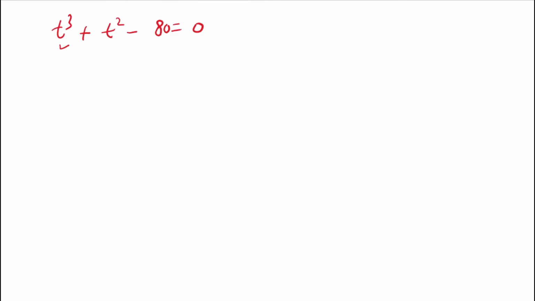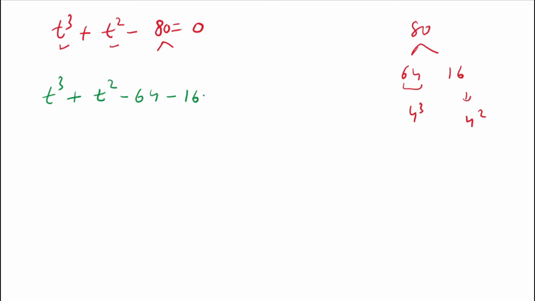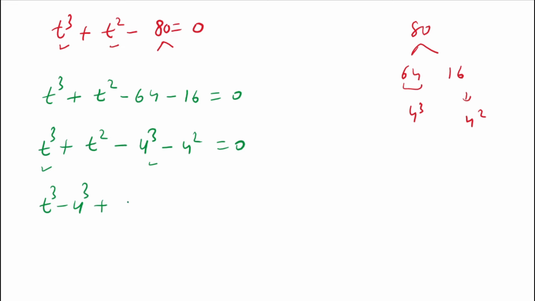Look carefully, we have t cube and here t square, and we have here negative 80, and this 80 is the same as 64 plus 16, and this 64 is 4 cube and this 16 is 4 squared. So here t^3 + t^2 - 64 - 16 = 0. Then t^3 + t^2 - 4^3 - 4^2 = 0. Now (t^3 - 4^3) + (t^2 - 4^2) = 0.